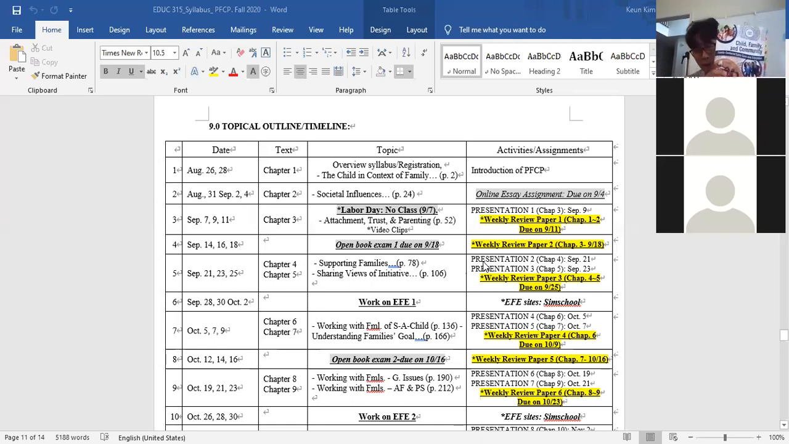If you don't have a textbook, please go to the online bookstore. This is the 7th edition, and you can use the 6th edition and 5th edition if you want to save your money, or you can use an ebook or other online book materials. So the first open book exam is due this Friday, and weekly review paper 2, based on chapter 3, is due this Friday midnight.